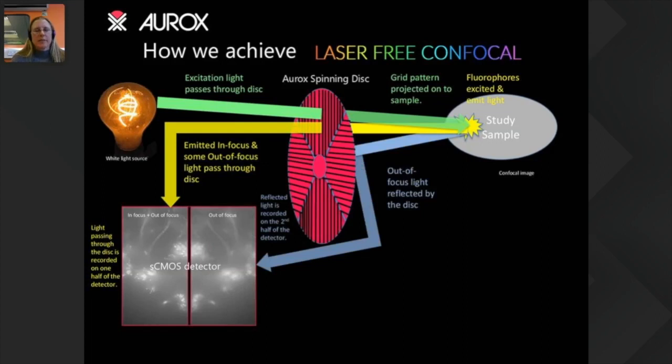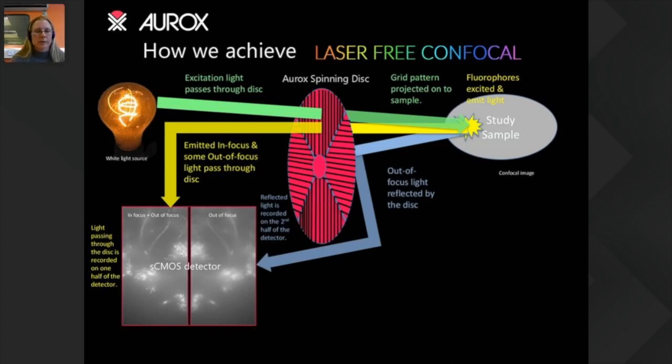And then comes the clever part. So the back of our spinning disc is mirrored, it's reflective. So the other 50% of the light that doesn't pass through the disc is reflected off the back of the disc. We collect this light path as well. So this light contains the rest of the out of focus light.